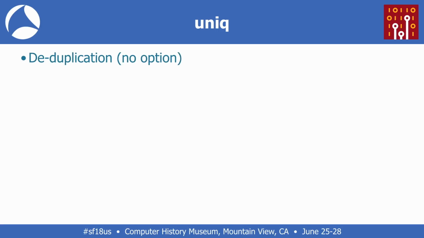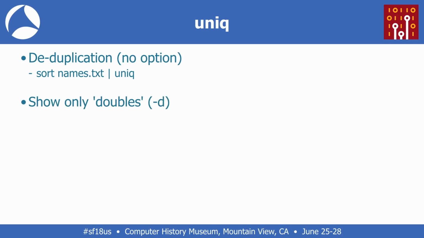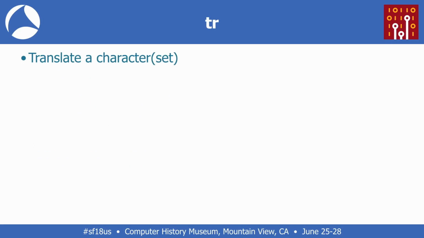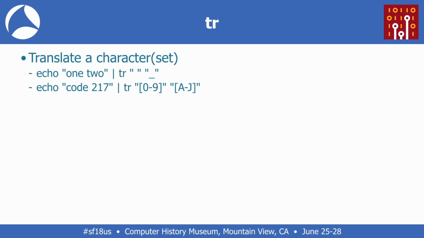Unique will do deduplication. So you sort the names, and then you do unique. It will give you a list of unique names in that file. And you can also say I only want doubles. Sometimes you need to know which entries were doubled. And what I like the most about this is you can count. So I can count stuff with this. Then sometimes you need to delete or translate stuff, so you can use a tr command.